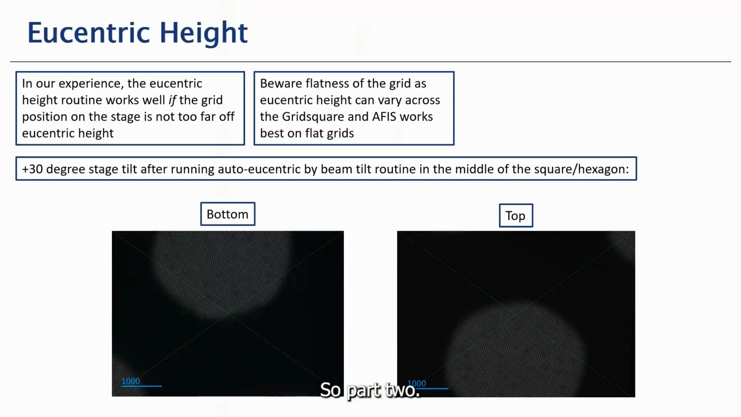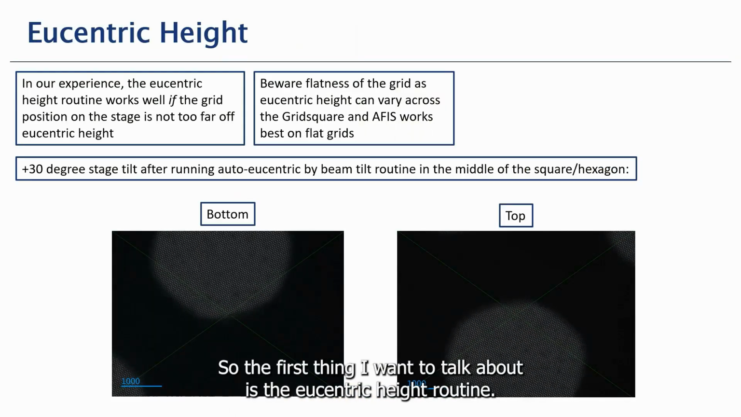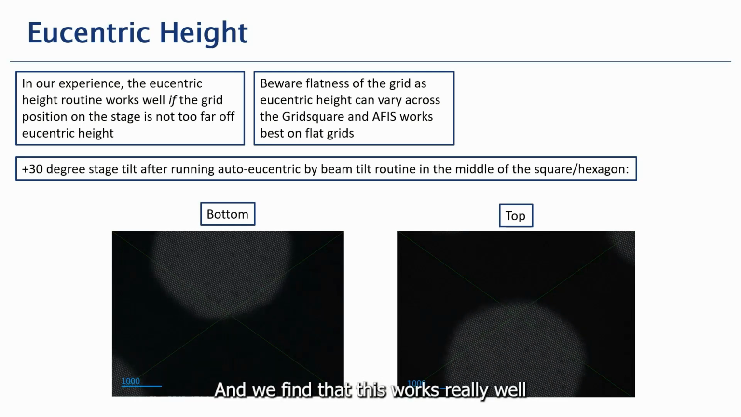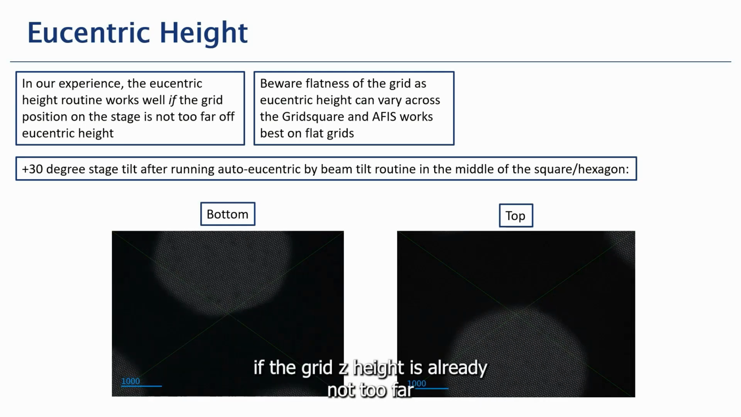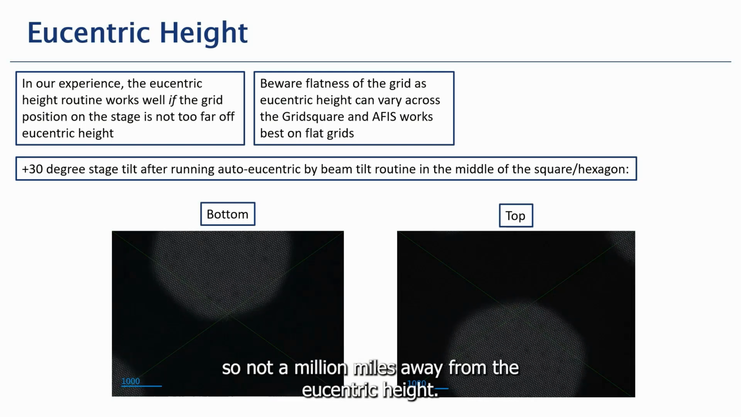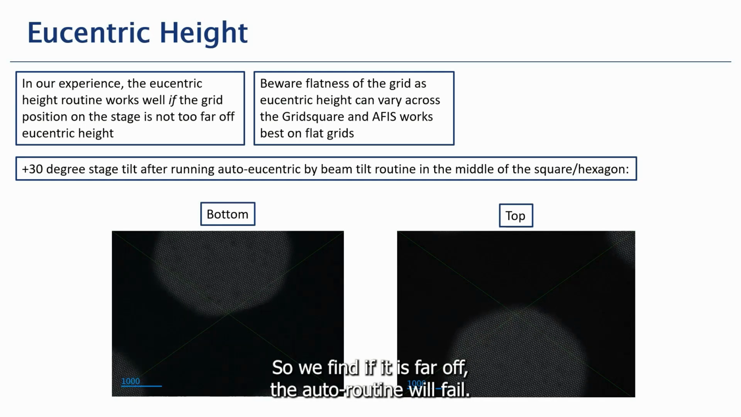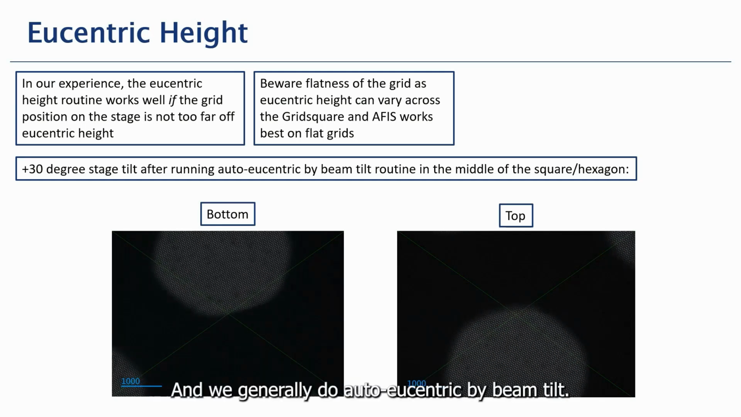So part two. The first thing I want to talk about is the eccentric height routine, and we find that this works really well if the grid Z height is already not too far, so not a million miles away from the eccentric height. If it is far off, the auto routine will fail, and we generally do auto eccentric by beam tilt. We find that generally works quite well.